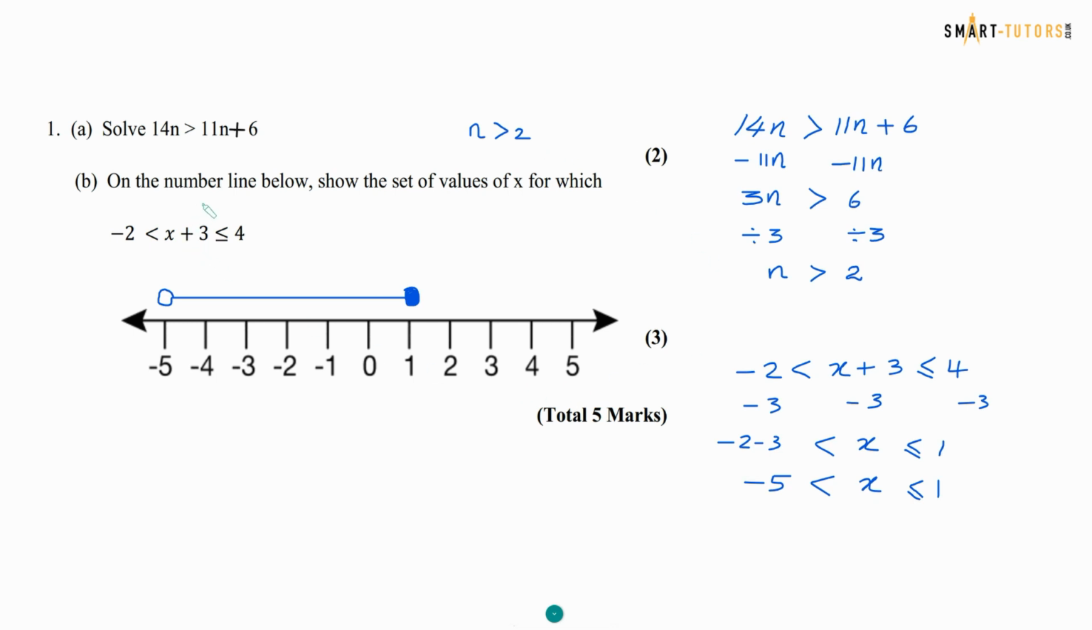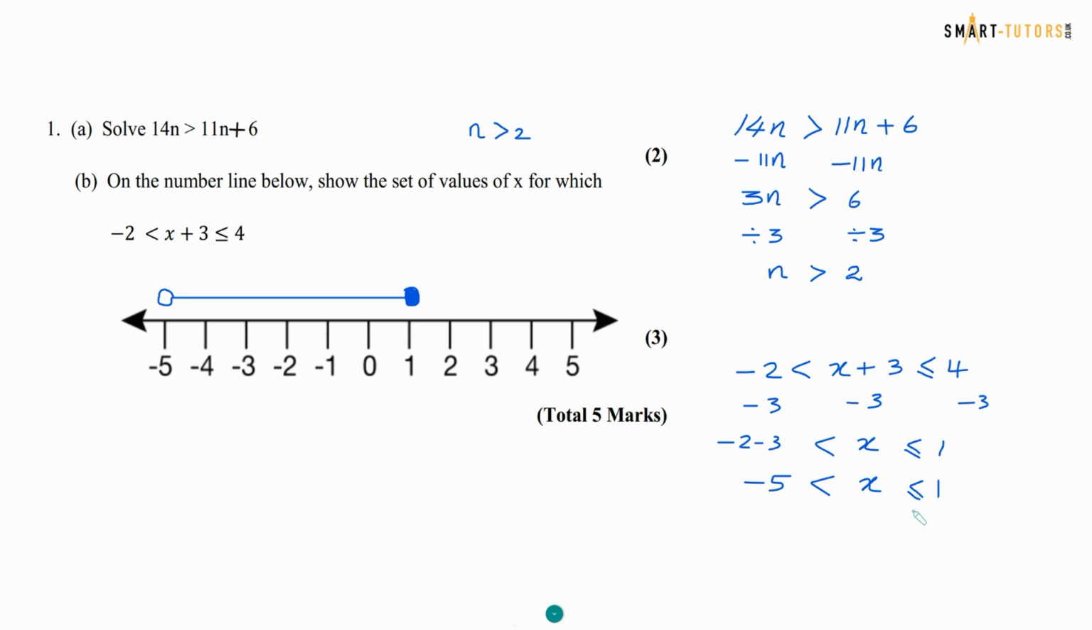Second one, on the number line below, show the set of values of x for which minus 2 less than x plus 3 less than or equal to 4. So I have shown that working here, I'm taking away 3 all over. So minus 2 take away 3, x plus 3 take away 3, which becomes x. 4 minus 3 is 1. So x is between minus 5 and 1.